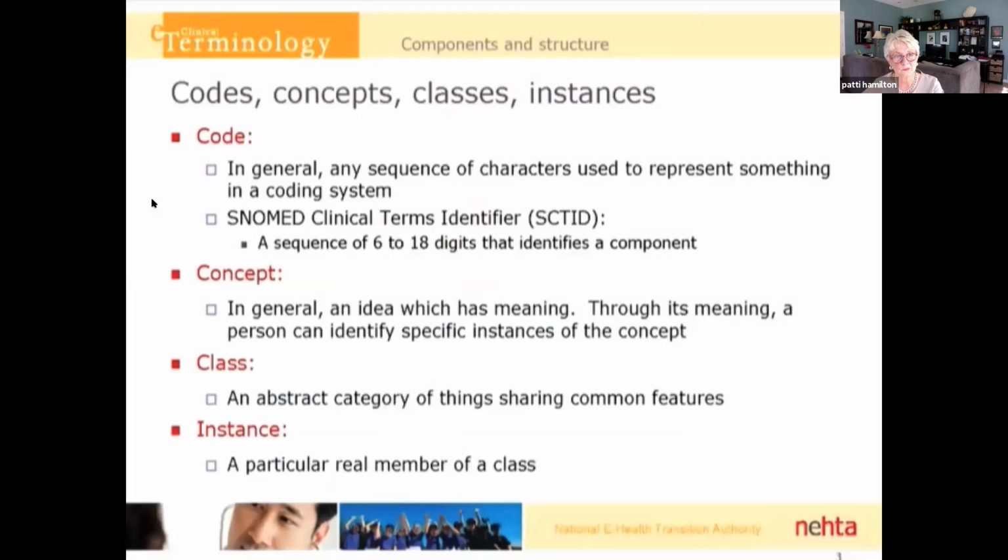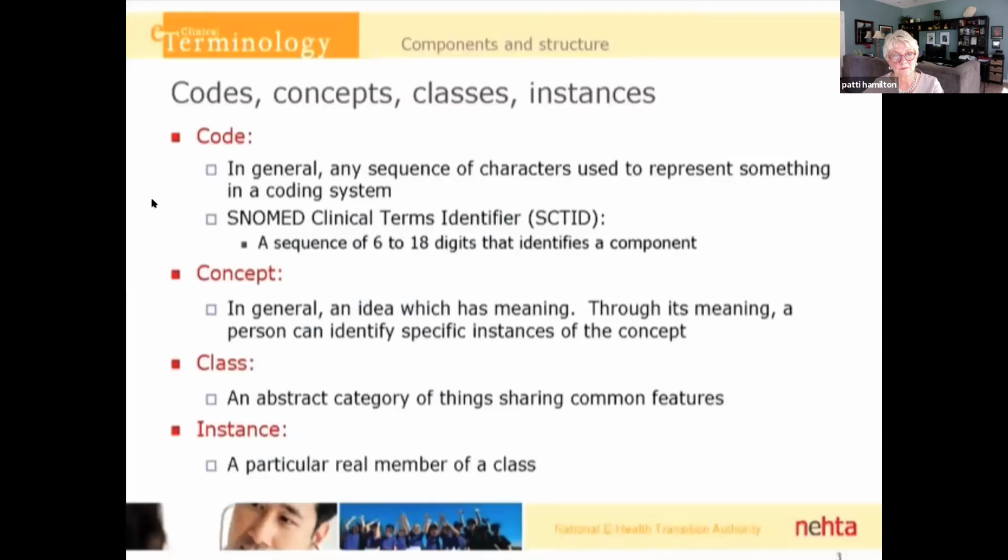Concept codes represent meanings or concepts. So a concept in general is an idea which has meaning. And through its meaning, a person can identify specific instances of the concept. We often use the word class to refer to an abstract category of things that share common features. So dog might be a class, and my dog Fido would be an instance of that class. In other words, it's a particular real member of the class. Or arm is a class. My left arm is a particular instance of that.